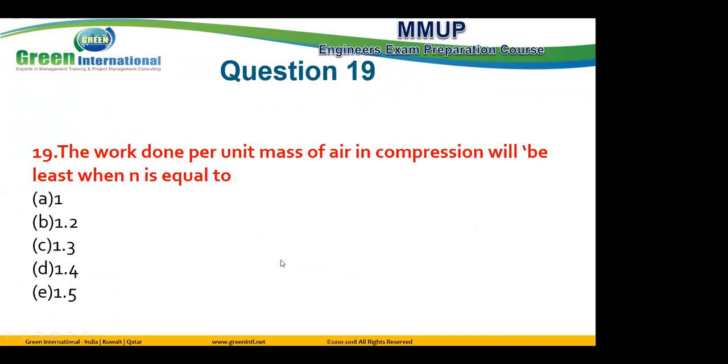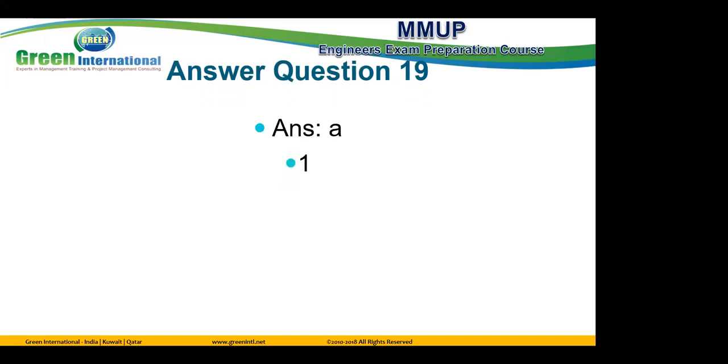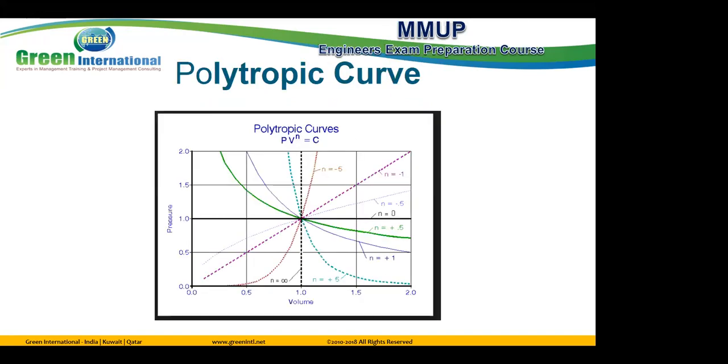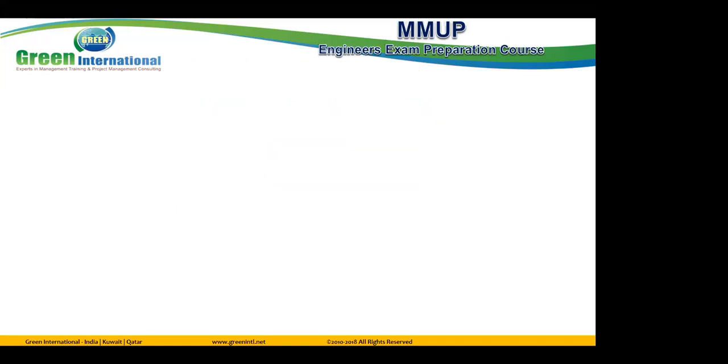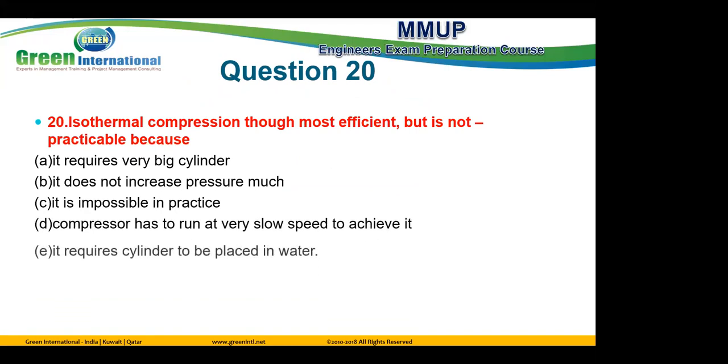All agree? Yes, when n equals 1, it is the same curve we presented before. Isothermal compression is the most efficient.